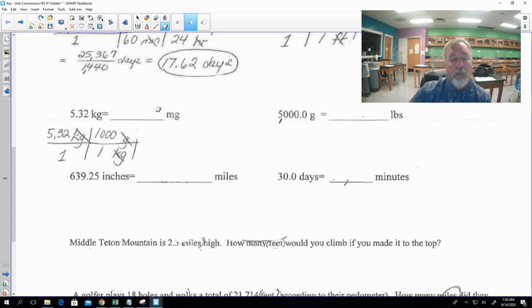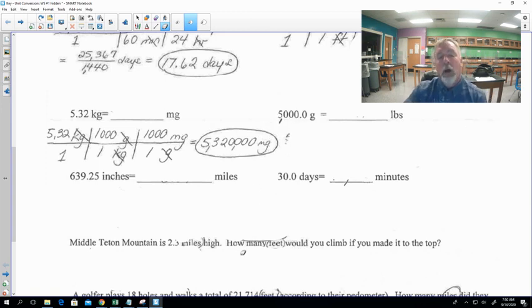Now you've got to go from grams to milligrams. That conversion we have up in the top: 1,000 milligrams gives you 1 gram. Units have all canceled. We're left with milligrams, which is what we're looking for. Do your multiplication. Easy peasy again. The bottoms are all 1. We have 5,320,000 milligrams.